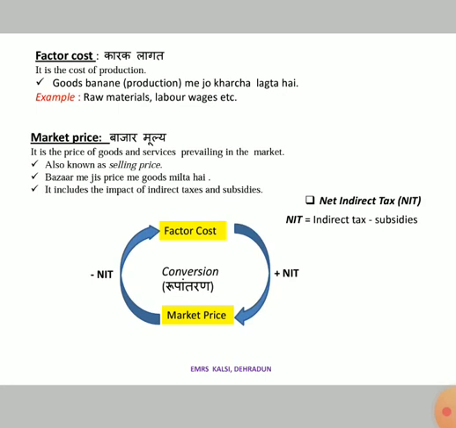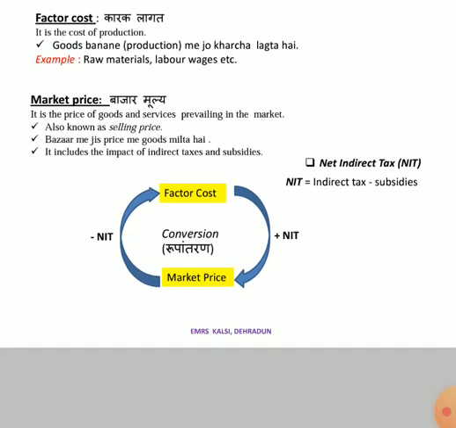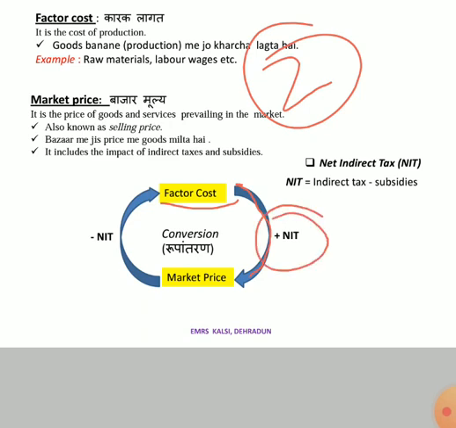Now, this is our formula number 2. We have to convert market price into factor cost and factor cost into market price. If we have to convert factor cost into market price, we will add NIT. What is NIT? I will explain it later on. If we have to convert market price into factor cost, we have to subtract the NIT.